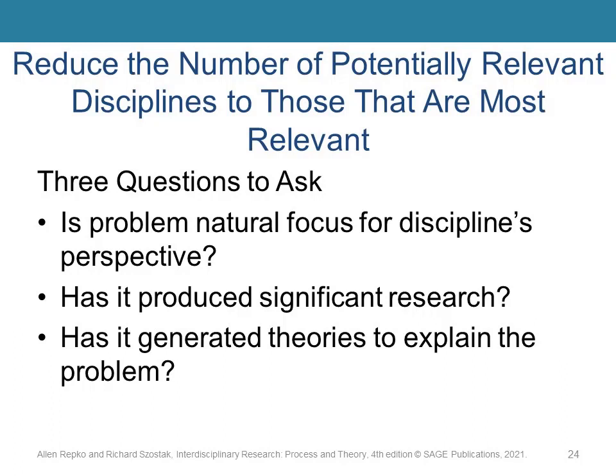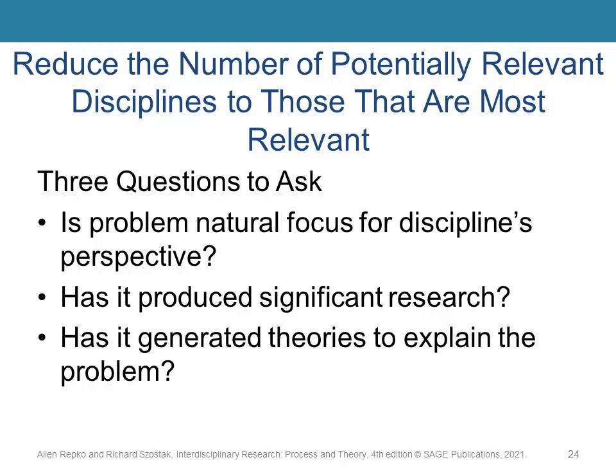The third question to ask ourselves is, has the discipline generated theories to explain the problem? We are looking for at least one theory. Multiple theories would be better. Look for theories that attempt to explain the antecedents or causes of the problem, as well as the consequences or outcomes of the problem. Also, if possible, look for theories that conflict with other theories in the same discipline or with the theories proposed by other disciplines.